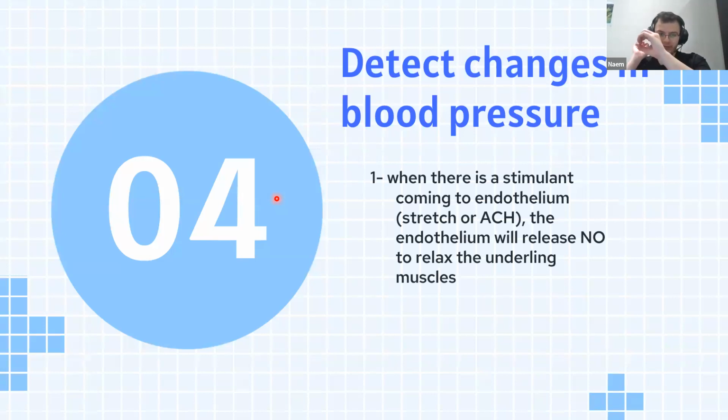Remember, if we're putting more pressure inside the blood vessel, that means the vessel will start stretching, right? It will start stretching a little bit. This stretching is detected by the endothelium cell itself. When the stretch is detected, the endothelium will release a molecule called nitric oxide, NO. Nitric oxide, basically a molecule produced by the body that helps the body relax its muscles.